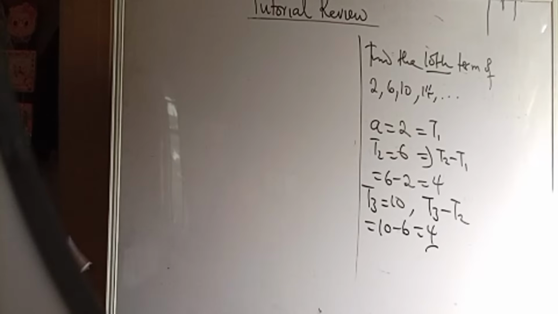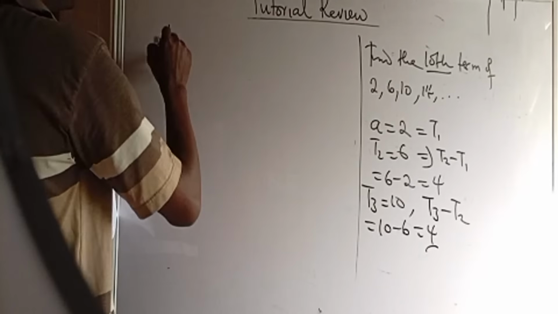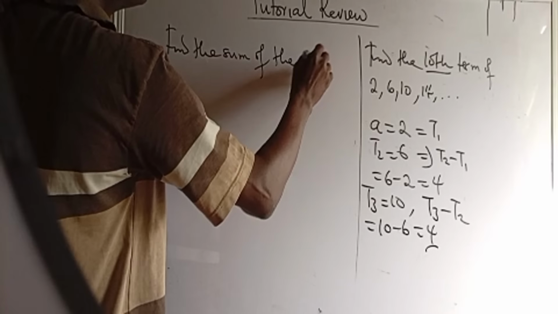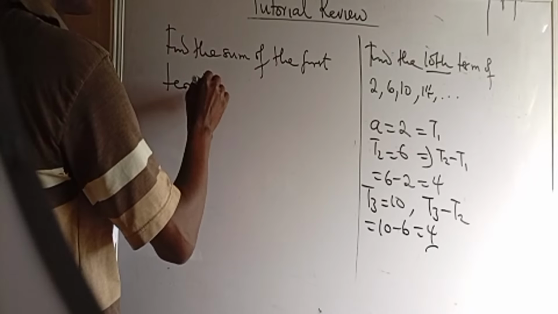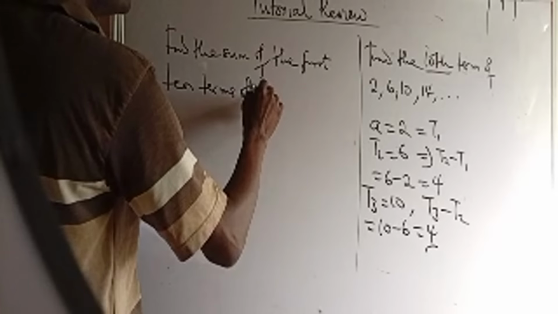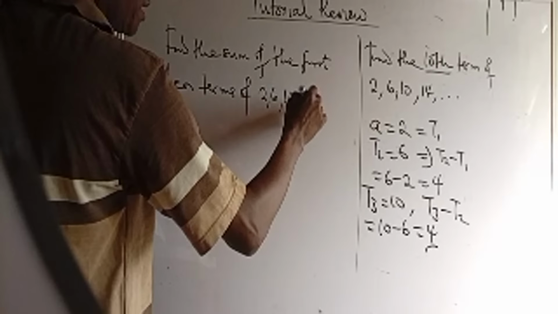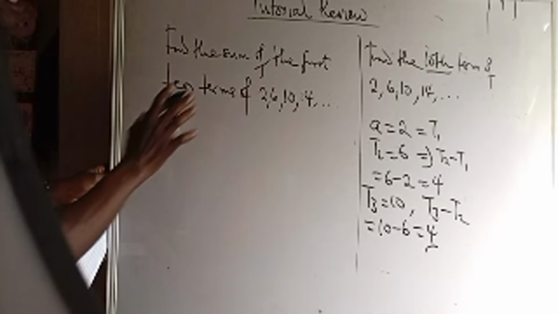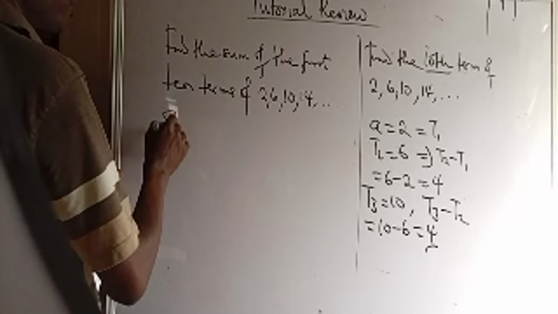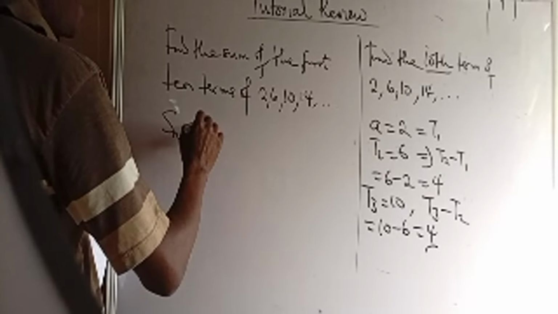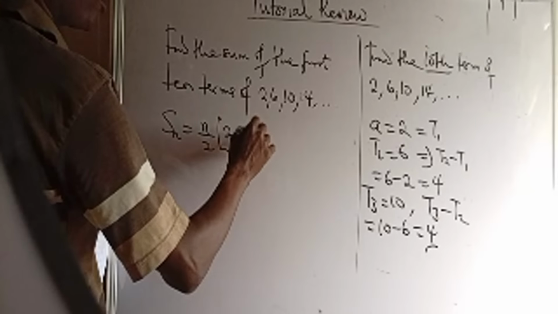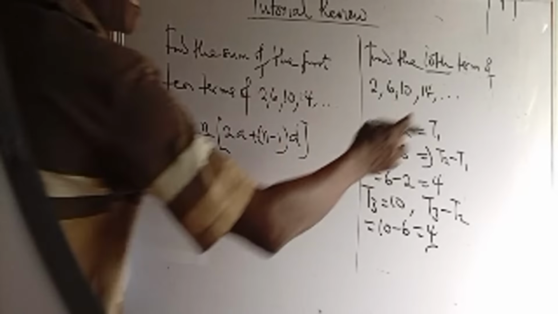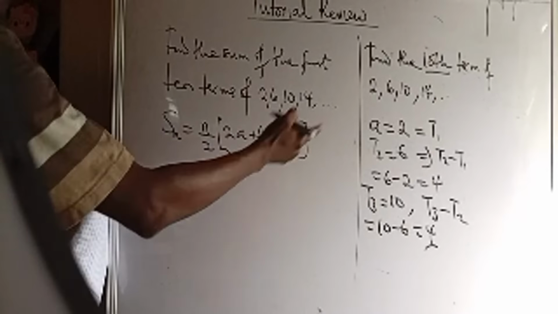Now, suppose the question says, find the sum of the first 10 terms of 2, 6, 10, 14, and so on. Obviously, we know that this is an AP series, so we don't need to waste our time. The sum of the nth term is, I told you, n over 2 into bracket 2a plus n minus 1 bracket d. The other formula will not be used because the last term is not given. So L is not needed here.